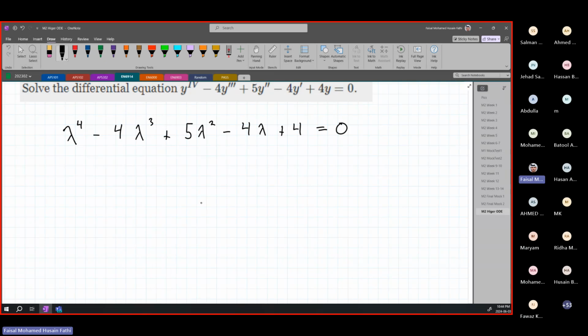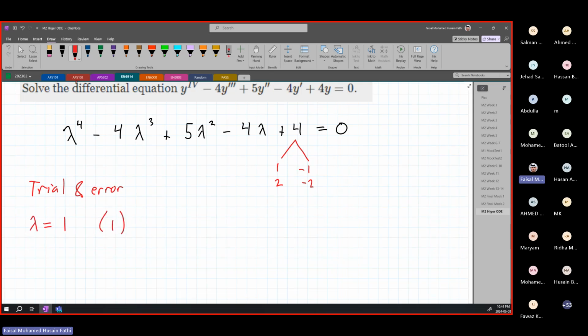And how do you do that? Again, you're going to be looking at the constant term, the four. What are its roots, or what are its factors? 1, 2, and minus 1 and minus 2. We're going to do our trial and error. First, we're going to try for lambda equal 1.